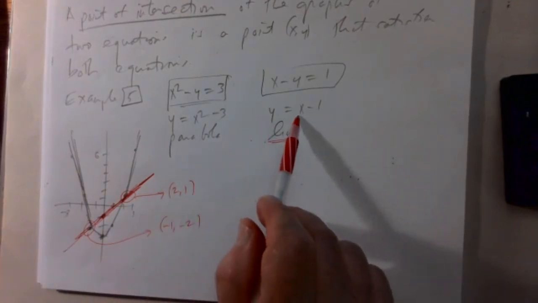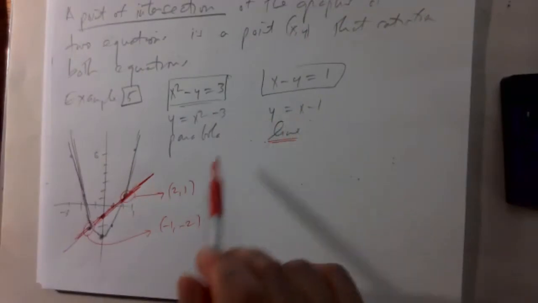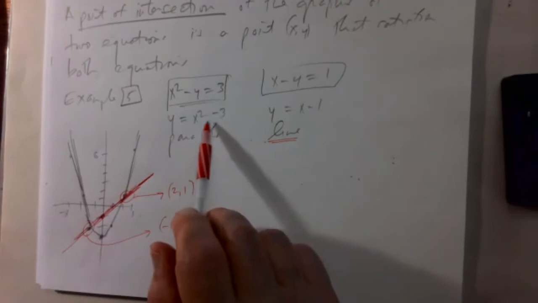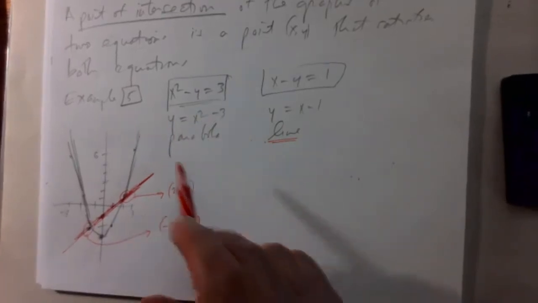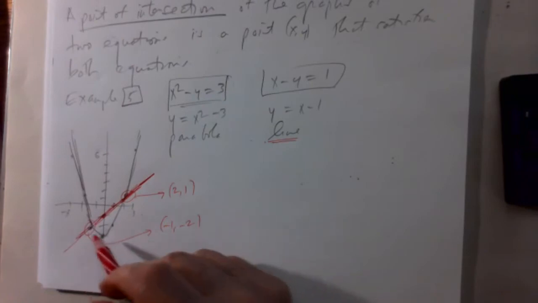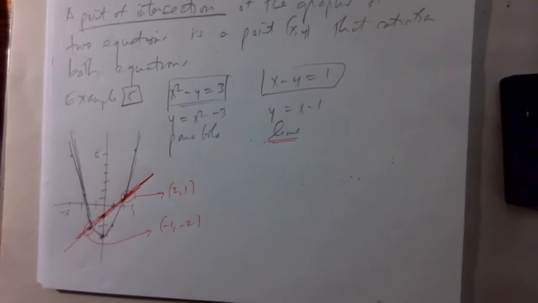And you can check. When x is -1, y is -2. When x is 2, y is 1. Here, when x is 2, y is 1. When x is -1, y is -2. So these 2 points lie on the line and on the parabola. So these points lie in the intersection of these 2 graphs. That's what we mean by a point of intersection.